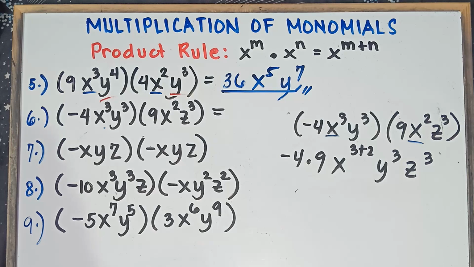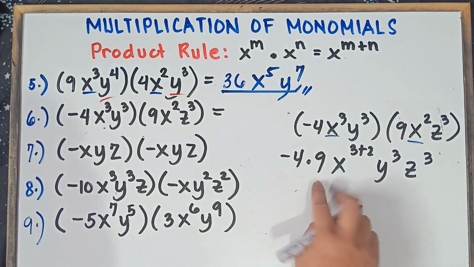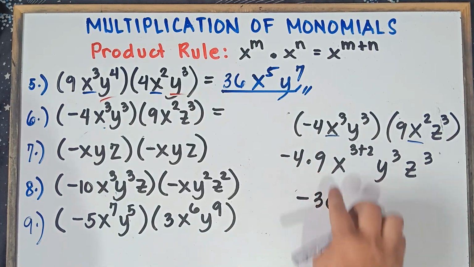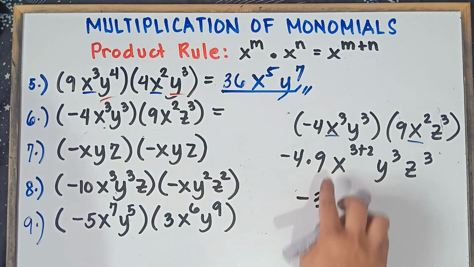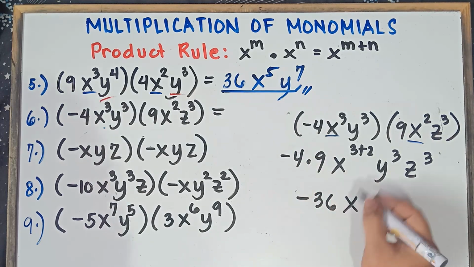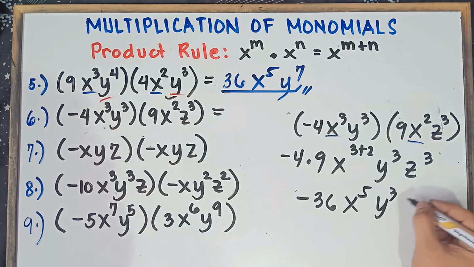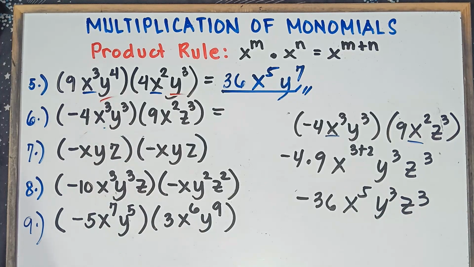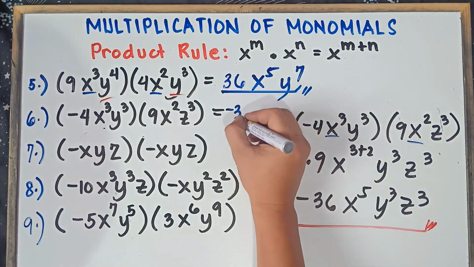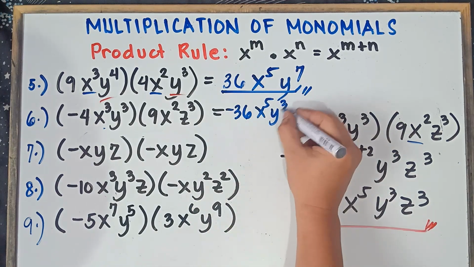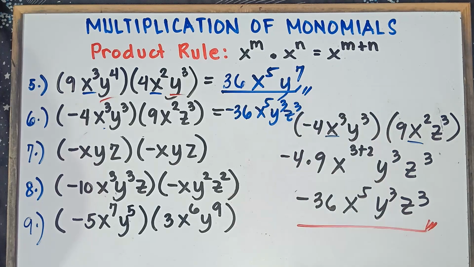Alright, and then our final answer. So negative 4 times 9, that would be negative 36. Negative times positive is negative. 4 times 9 is 36. Copy x, add exponent 3 plus 2, that would be 5. Copy y cubed, copy z cubed. That's it, class. That's the answer with regards to example number 6. All set. So this is negative 36, x raised to the power of 5, y raised to the power of 3, z raised to the power of 3. All set.